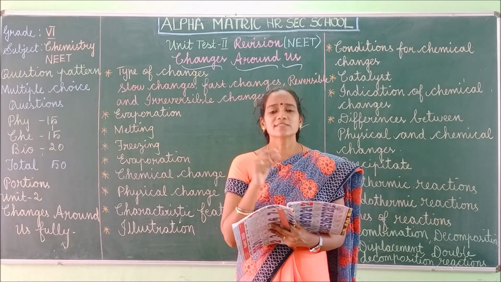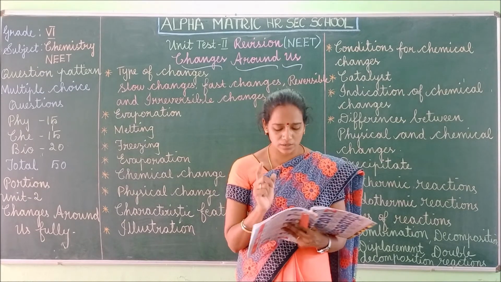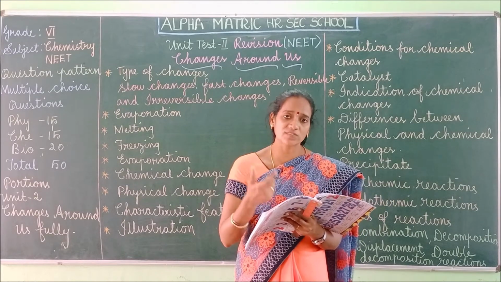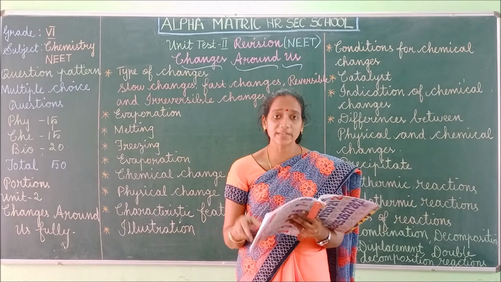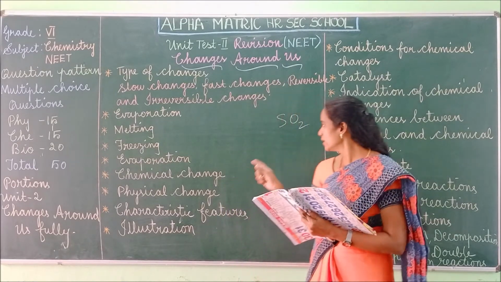You will be getting sulfur dioxide gas liberated. That point you should learn. Okay. So this equation you should remember. Sulfur, when it reacts with oxygen, it forms sulfur dioxide. And the formula also you should remember. What is the formula for sulfur dioxide?